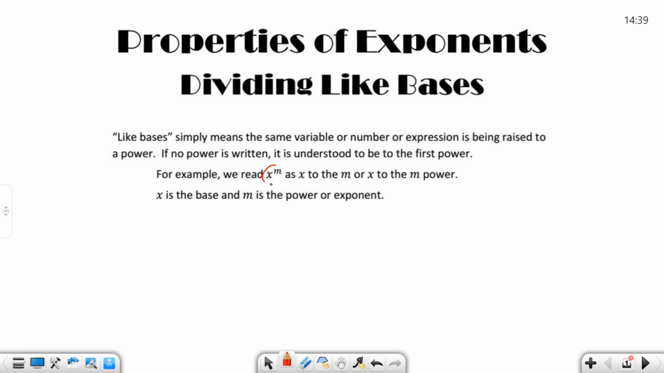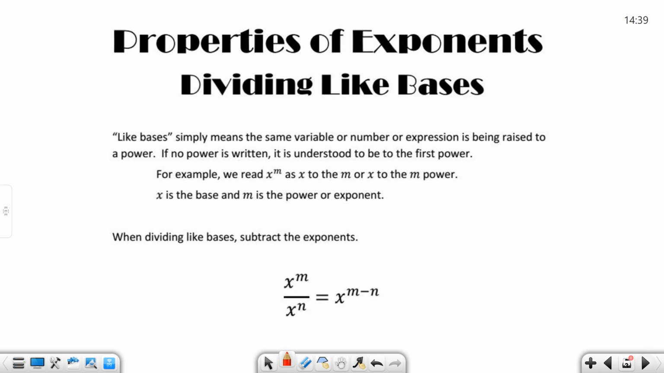For example, this x with this little m superscripted here, we read that as x to the m, or x to the m power. All right? So x is the base, m is the power or the exponent. When we divide like bases, we subtract the exponents.